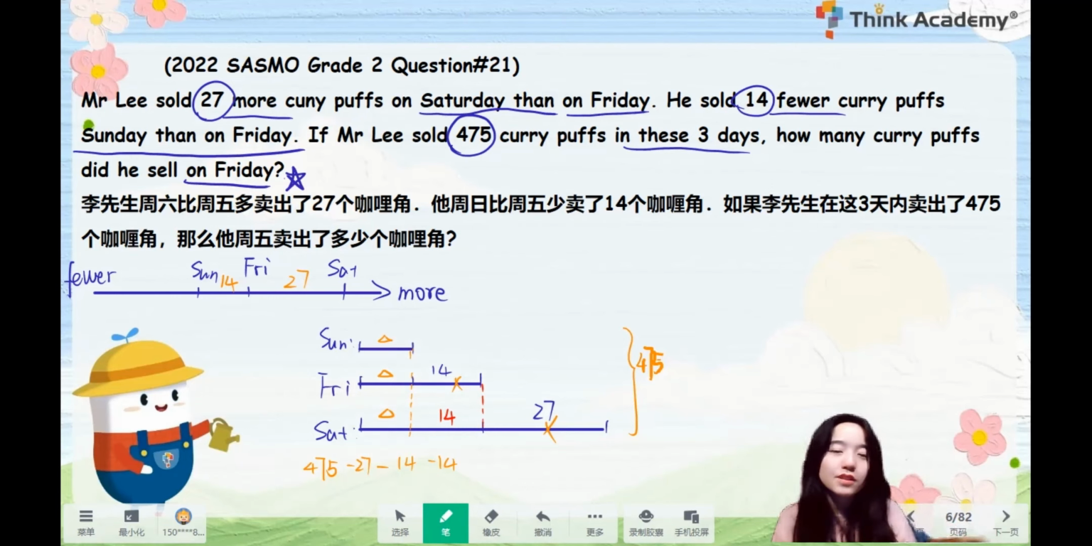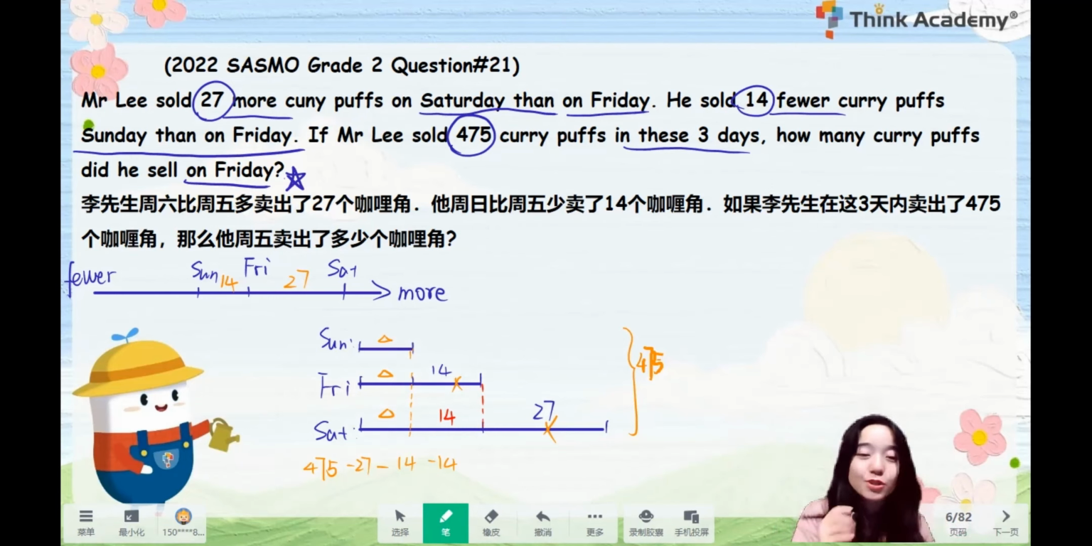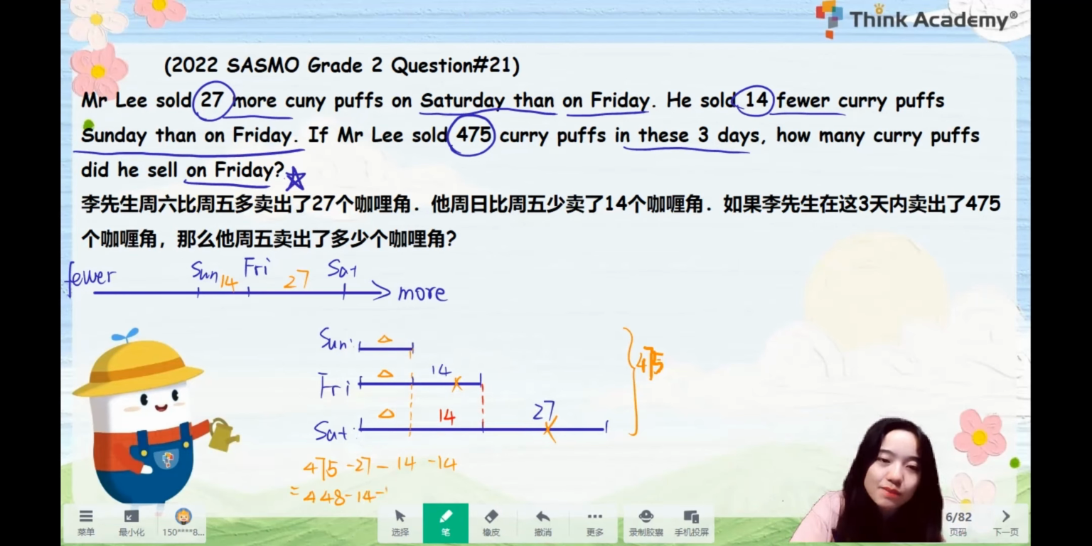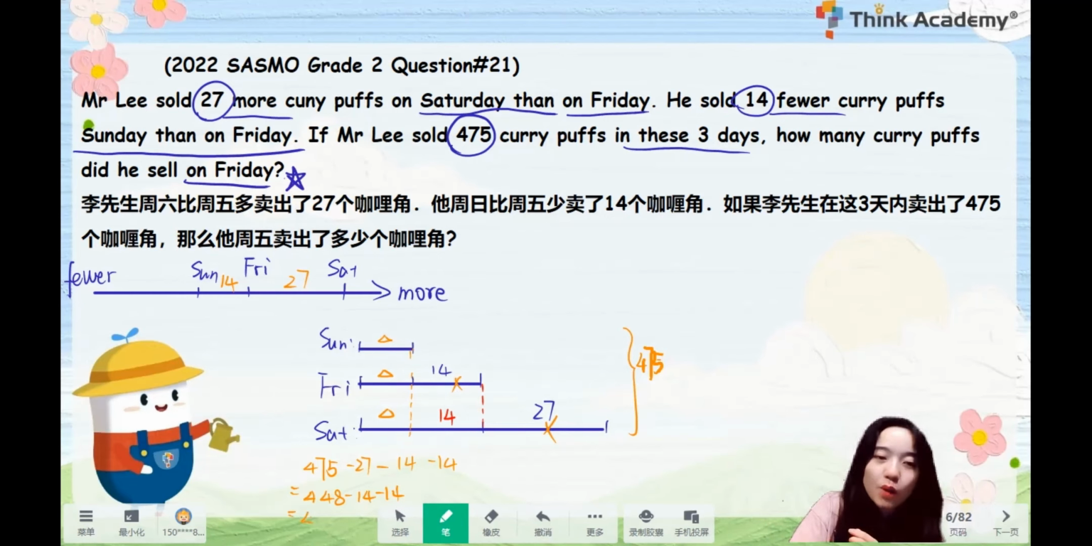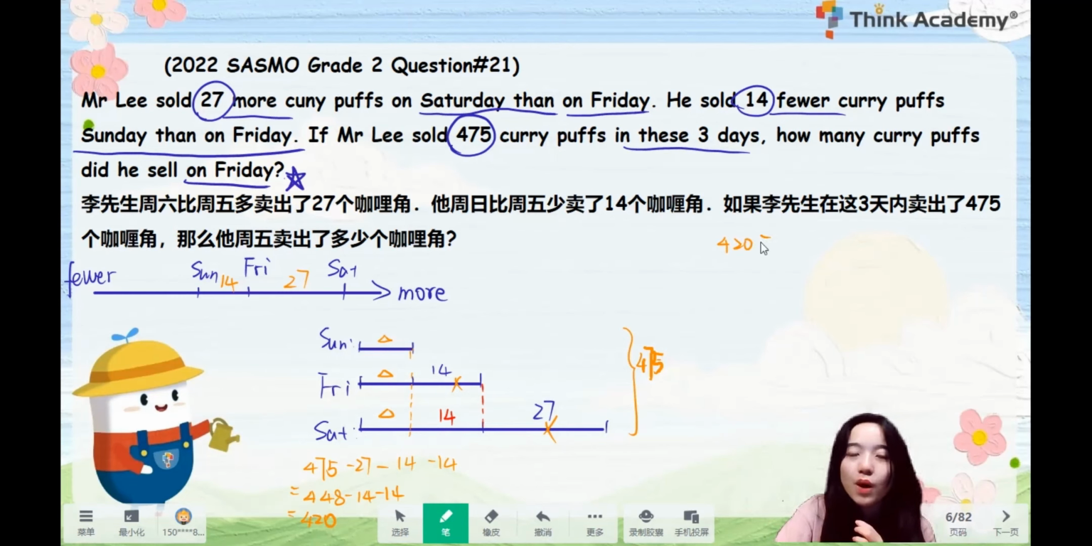Here, just calculate from left to right. Be patient and do it step by step. What is 475 minus 27? Write it down and calculate in long subtraction. In vertical subtraction, you will get 448, and then minus 14, minus 14. So we will get 424 minus 14, which is 420. Next, we just need to divide 420 into 3 equal pieces. In this case, we can get that one part represents 140 curry puffs.